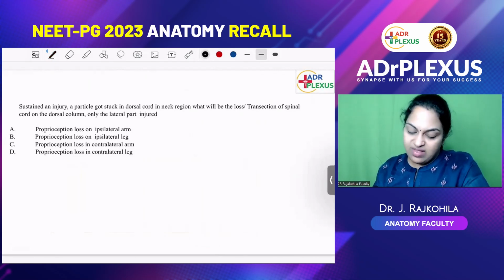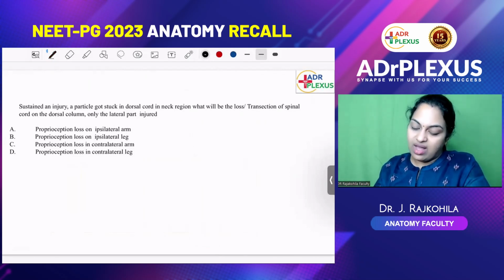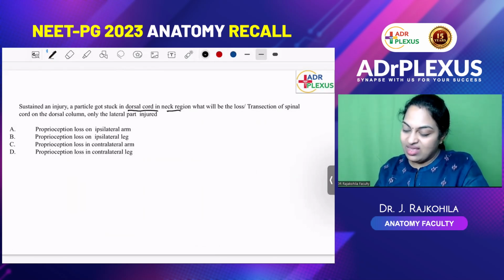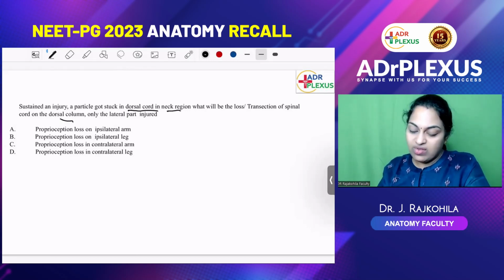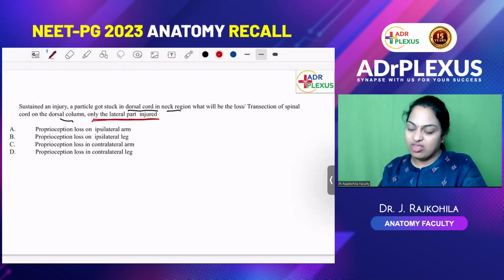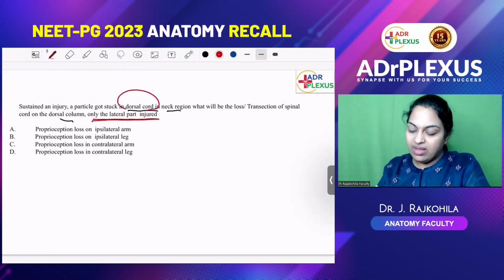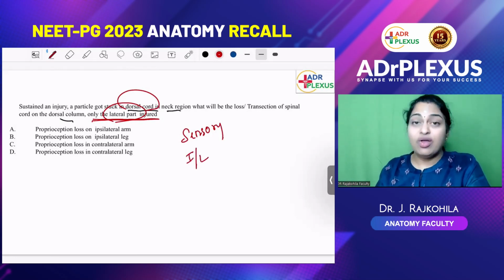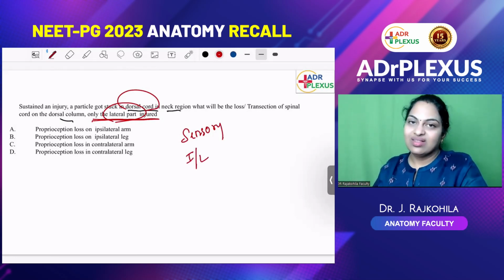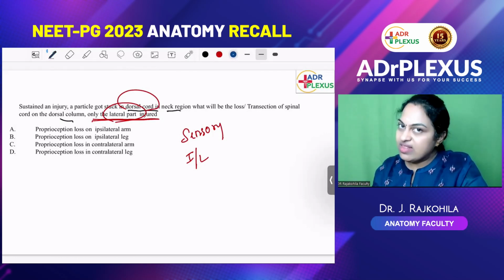So a patient sustained an injury. A particle got stuck in the dorsal cord in the neck region. What will be the loss on transection of the spinal cord dorsal column? And here the hint is only the lateral part is injured. So the dorsal column pathway, lateral part is injured. We know that the dorsal column is sensory. Yes, it's going to carry sensation from the ipsilateral side. What are the sensations carried by it?